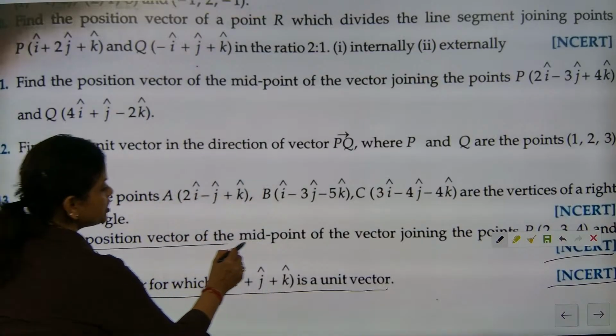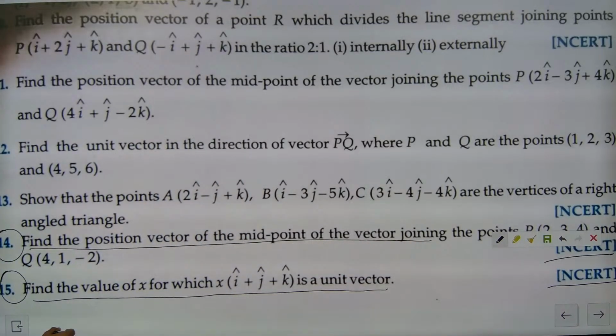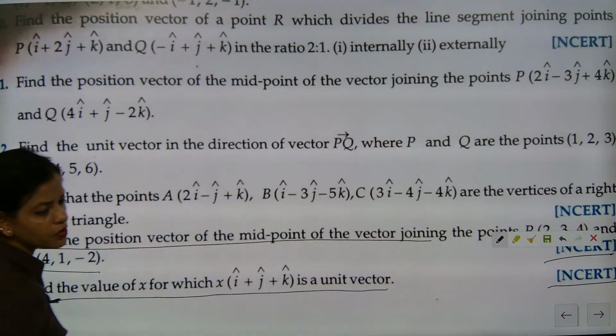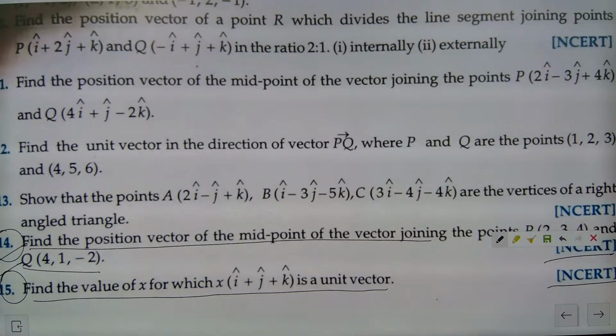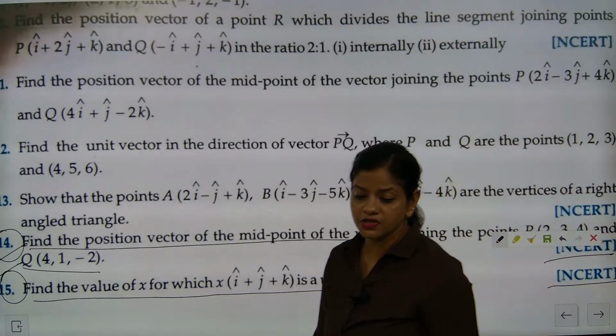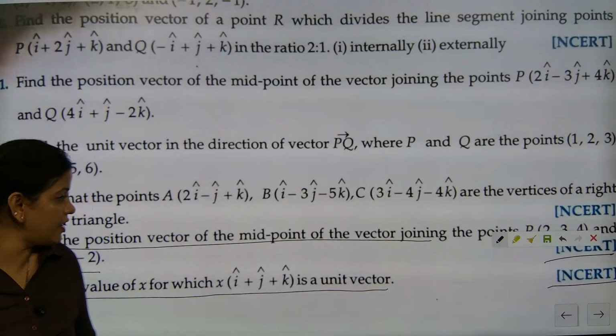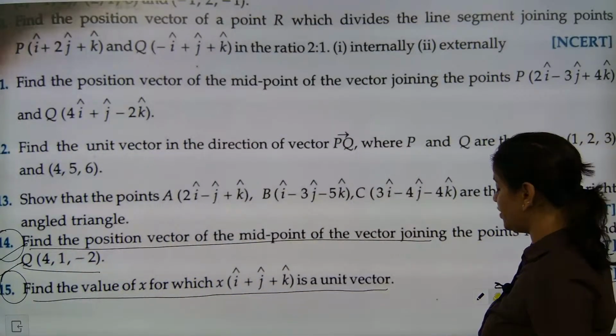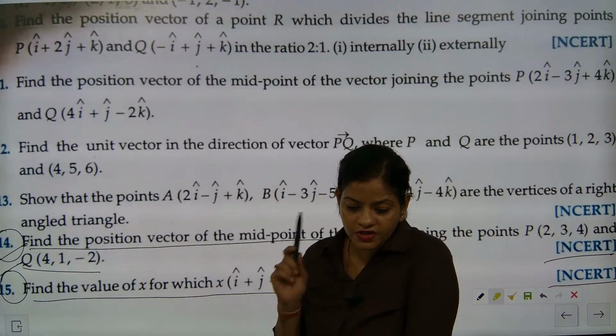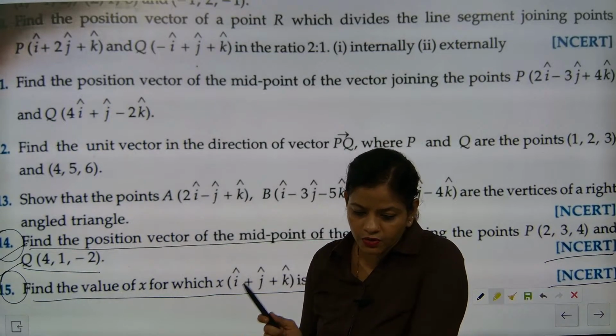Find the position vector of the midpoint of the vector joining these points. Please, these two questions must be done before you go into the examination. Children, those who are present online, listen to me very carefully. If these two questions come and you go empty handed, you will be responsible. So please listen carefully and do these questions. I am giving an important question here.